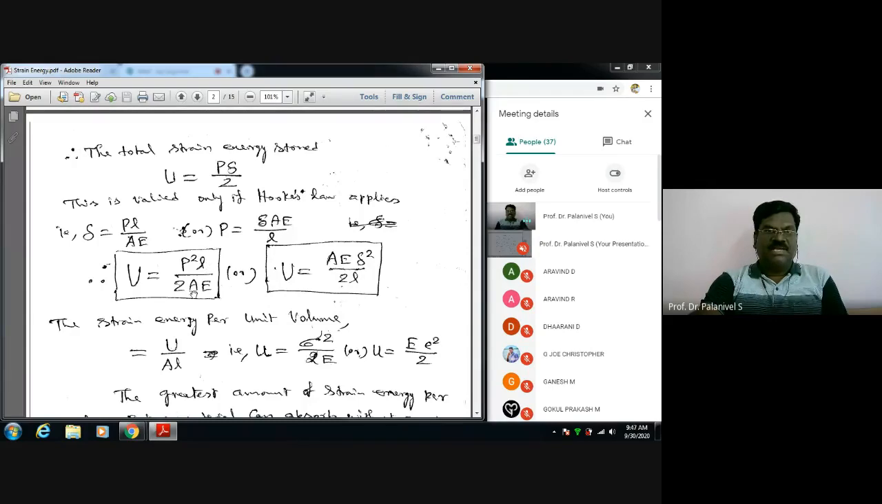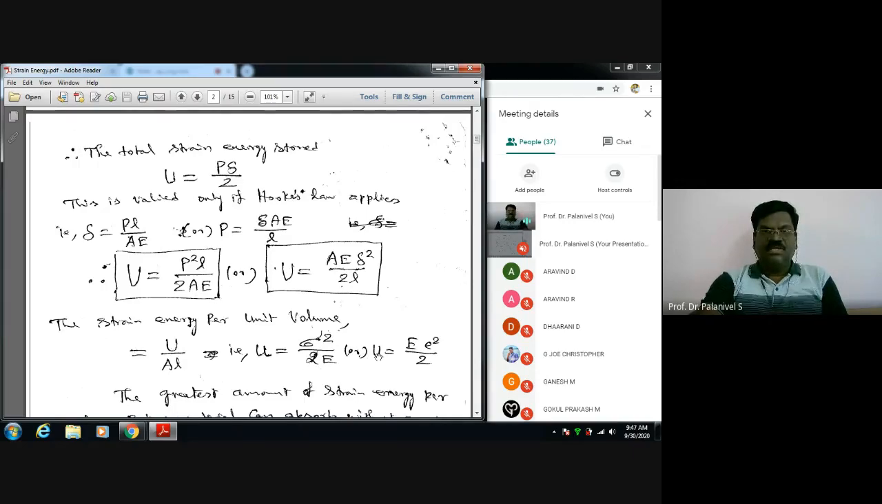what will happen? L and L get cancelled. A becomes A square. What is P square by A square? What is P by A first of all? P by A is nothing but sigma. Yeah, we know stress. So sigma square, right? Divided by 2E. Because AL you are substituting here, no? See here, you divide this expression by AL. What will happen? L and L get cancelled. A into A become A square. P square by A square, you can write it as sigma square. So sigma square divided by 2E.